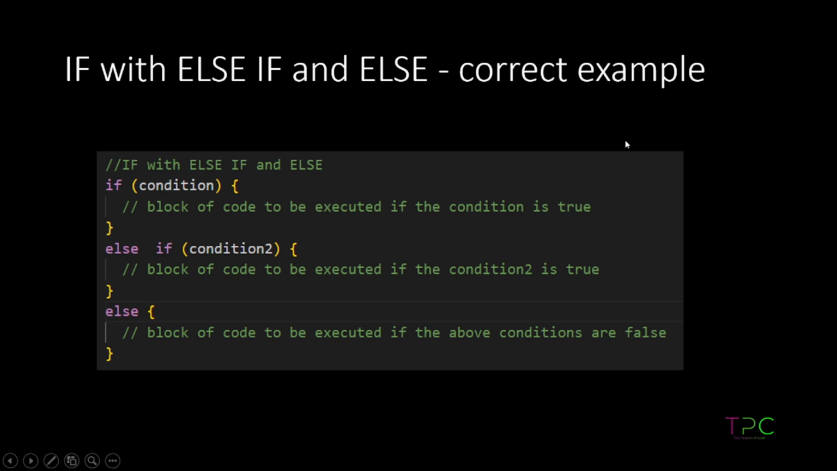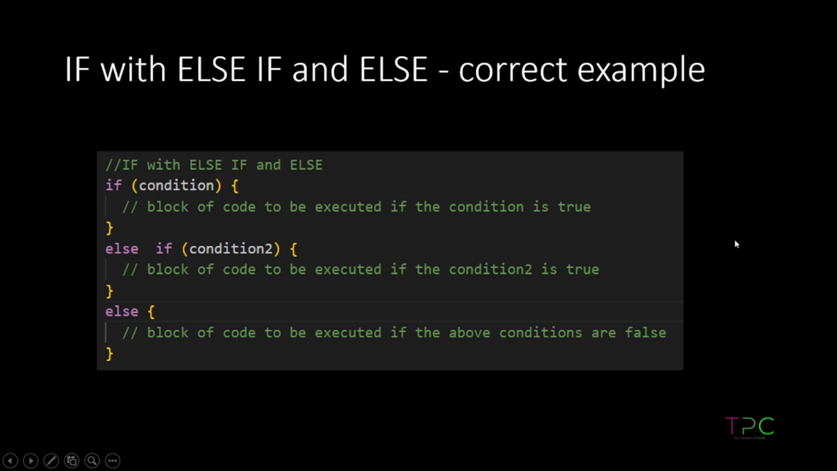Okay, and the last example, if with else if and else. This is again a correct example. So we start with the if statement as always. Then we've got else if. Please notice that we put the else keyword and the if keyword, and we need to provide a second condition. So it should be something else than in the first condition, right? Because we want to check something else. So if the second condition is true, then this block will be executed. And we can put an else block in the end. We can, but we don't have to, so it's optional.